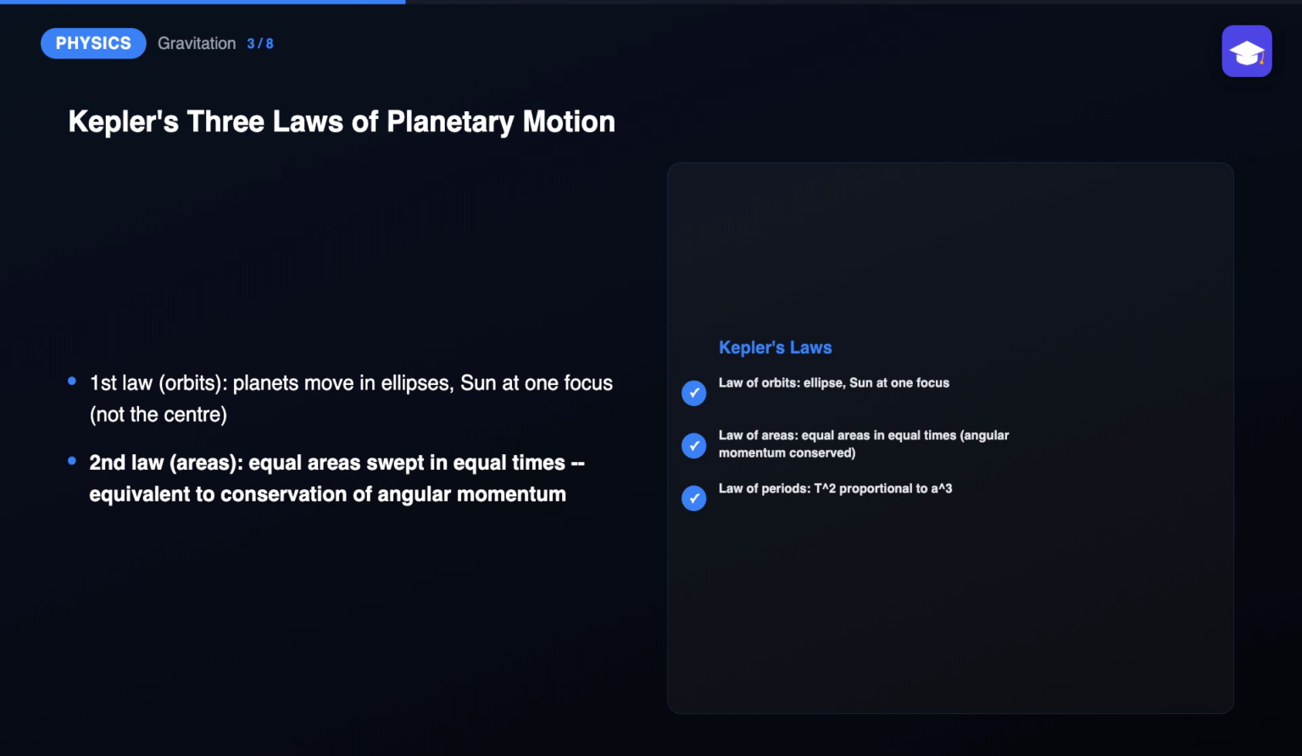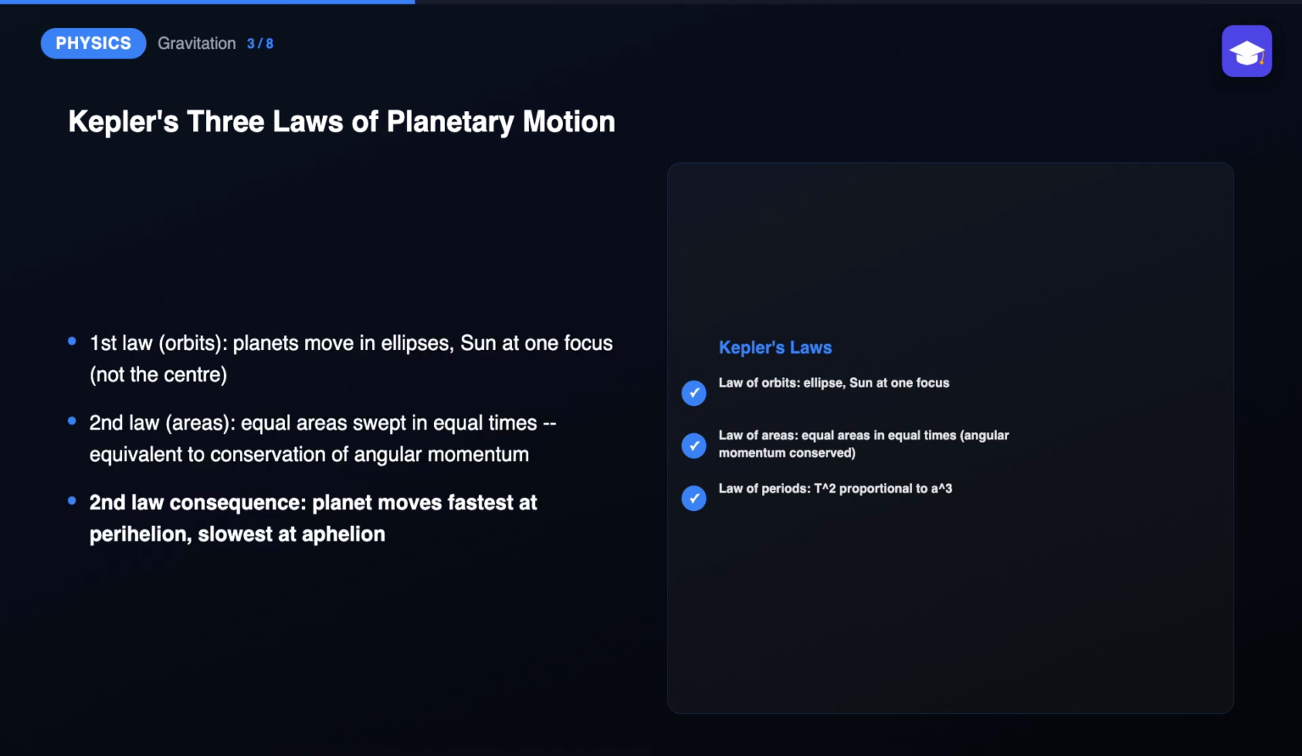Since gravity is a central force producing zero torque about the Sun, angular momentum must be conserved, which is exactly why a planet moves fastest at perihelion, its closest approach to the Sun, and slowest at aphelion, its farthest point. This connects directly back to the central force property discussed earlier.